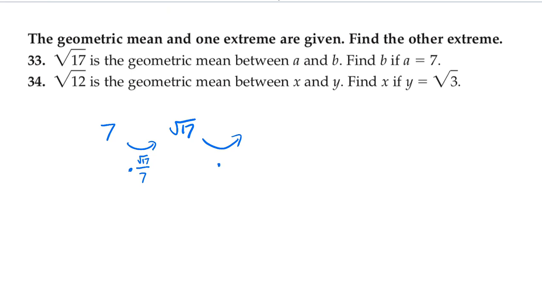So if we just multiply by root 17 over 7, then we get, well, just off to the side, root 17 times root 17 over 7. So that's equal to 17 on top over 7. Oh, that was nice. Okay, 17/7. That was the other one.